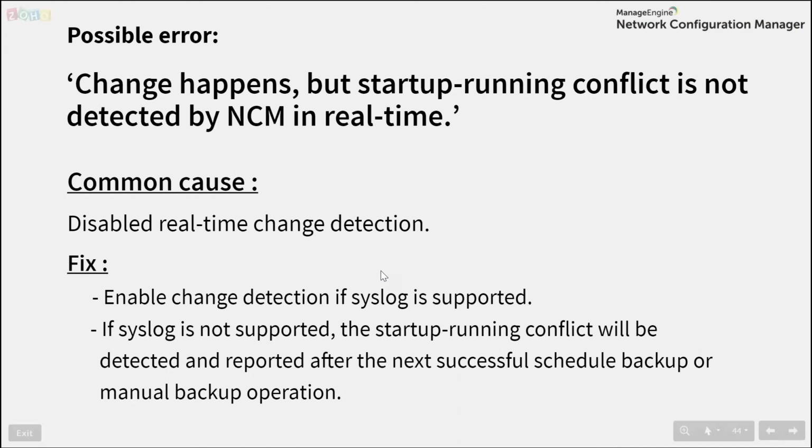Change happens, but the startup running conflict is not detected by NCM in real time. It can be because real-time change detection may not have been enabled on that particular device. We saw earlier how to enable real-time change detection, so you can go and enable it. And sometimes if syslog is not supported, that whole thing won't work. So the startup running conflict will be detected and reported after the next successful scheduled backup or manual backup operation.